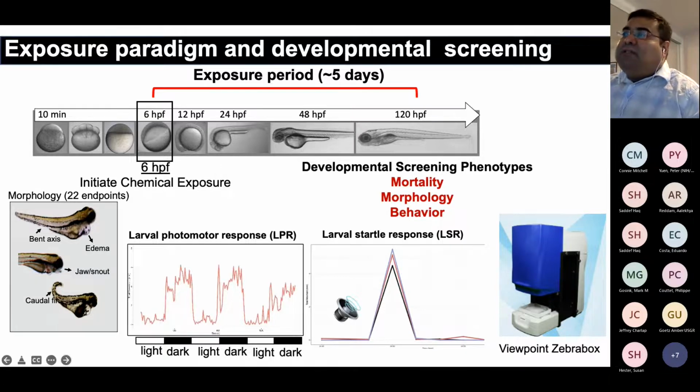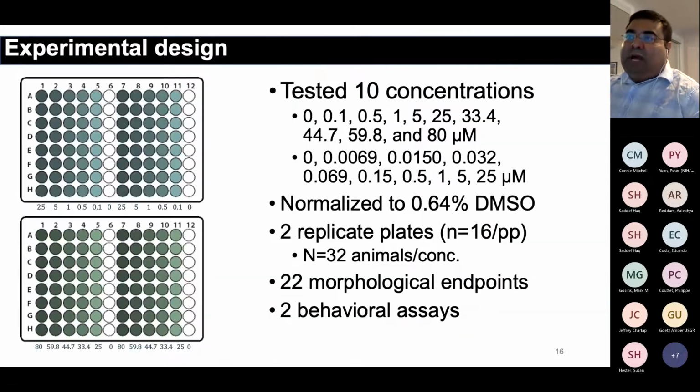We also have the larval startle response, or LSR, where we measure the larval behavior in response to an acoustic startle. So for our experimental design, we used 96 well plates with 1 embryo per well. For this particular project, depending on the chemical, we tested 10 different concentrations and normalized our data to a 0.64% DMSO. We used 2 replicate plates with N of 16 per plate, with a total of 32 animals per concentration, and again measured the 22 morphological endpoints as well as the 2 behavioral assays or endpoints.